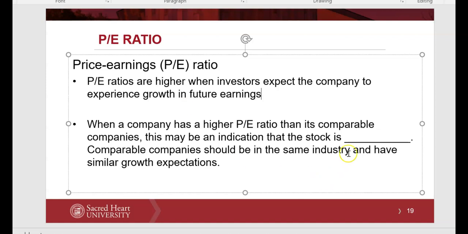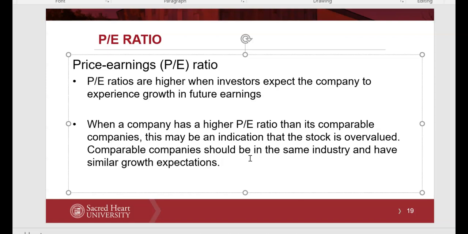When a company has a higher PE ratio than its comparable companies, so if we can find companies with similar expectations of growth, this may be an indication that the stock is overvalued. Comparable companies should be in the same industry and have similar growth expectations. That's easy to say, but how do we know if Coke and Pepsi have the same growth expectations? And after Coke and Pepsi, what other very similar companies can you jump right to in your minds? Dr Pepper is mixed with Keurig, which has a slightly different business model. So it's really hard to find companies that are very good comparables.